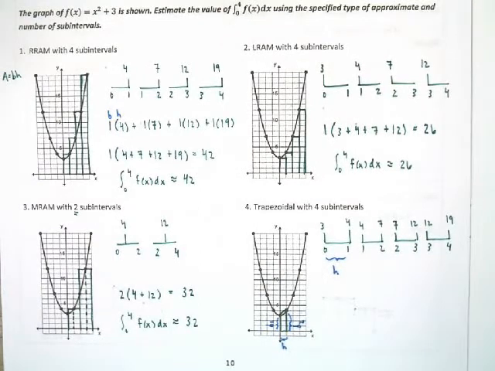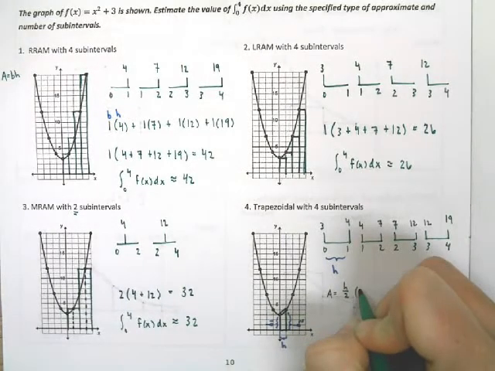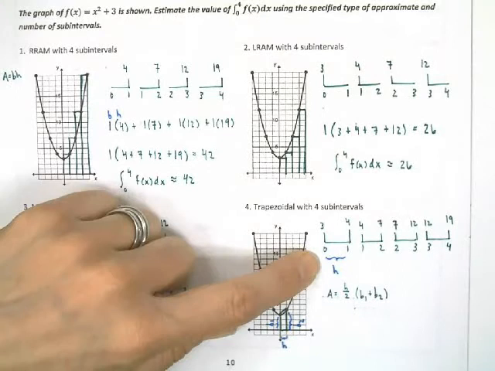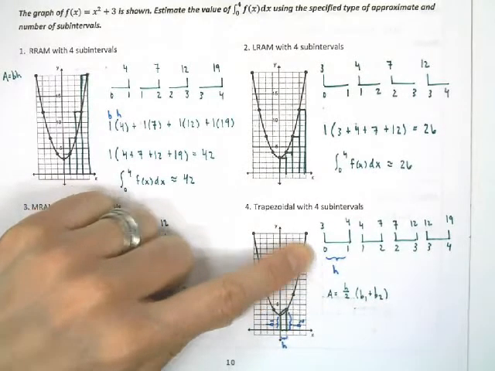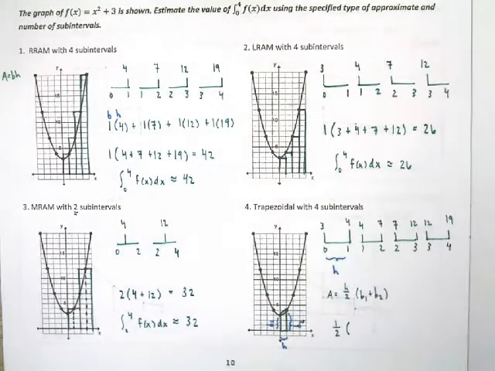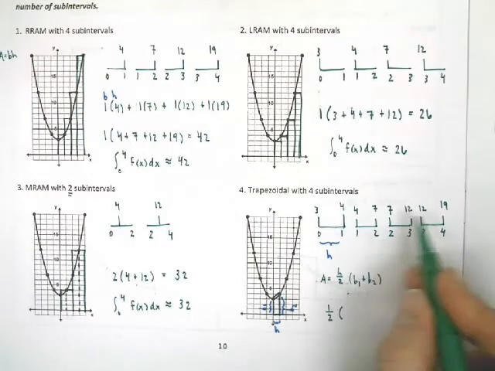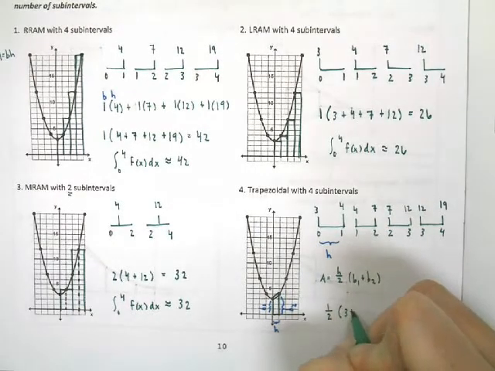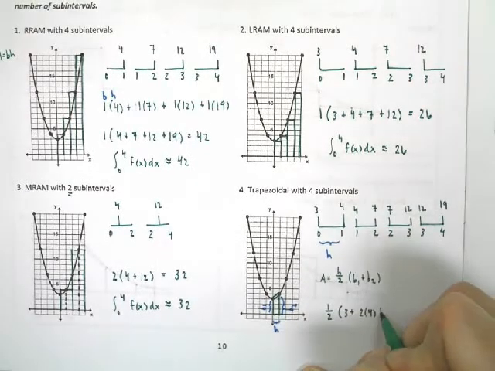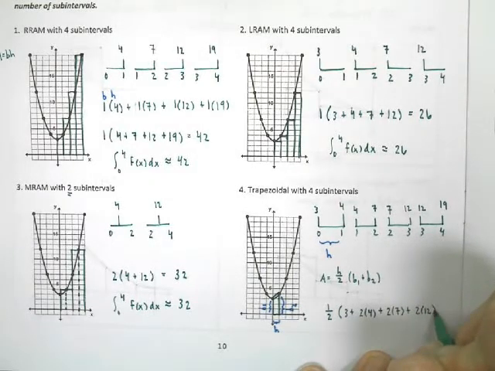Now remember, we said again our area formula is h over 2 times b1 plus b2. So we have a constant height of 1, so I'm going to go ahead and pull that out. So my h over 2 is 1/2 for all. And now I'm just going to add up all the bases I have here. So I have 3 plus 2 times 4, because 4 and 4, plus 2 times 7, plus 2 times 12, plus 19.